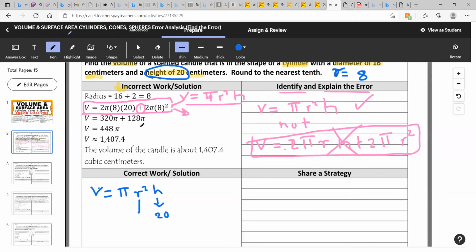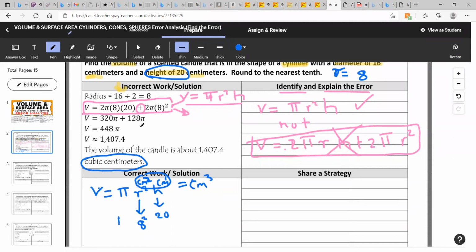So the height is 20 centimeters, and the radius is 8 centimeters squared. If this is squared, then the unit too has to be squared. So the unit will be centimeters squared and the height will be centimeters. So our answer will be in centimeters cubed, or cubic centimeters, just like what you have over here.